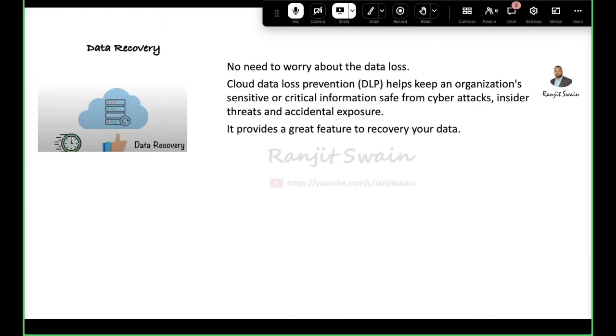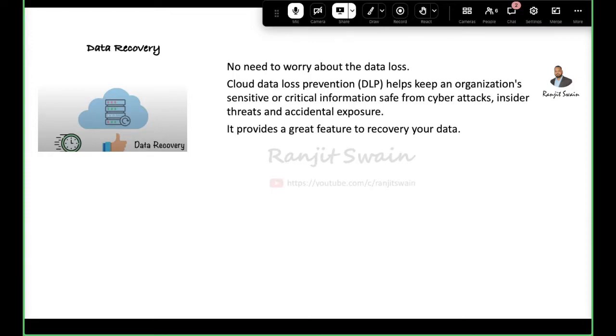Last class Chandan was asking how we can secure our data. I was also telling this in our last class: these cloud providers provide different kinds of policies. One of them is cloud data loss prevention, the DLP policy, which helps keep an organization's sensitive and critical information safe from cyber attacks. Also, what happens?